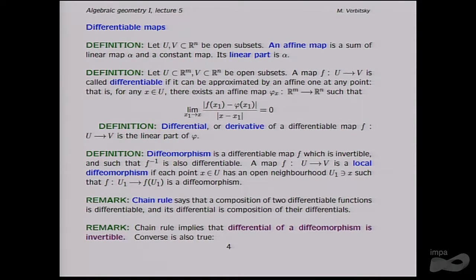Now for differentiable maps. Well, everybody knows differentiable maps. It's just maps from Rn to Rn where all derivatives exist, or you can define it like that. A diffeomorphism is a map which is bijective, invertible, and the inverse map is also differentiable. This follows from the chain rule, which in particular says that a composition of smooth, differentiable maps is smooth, and a composition of diffeomorphisms is a diffeomorphism.